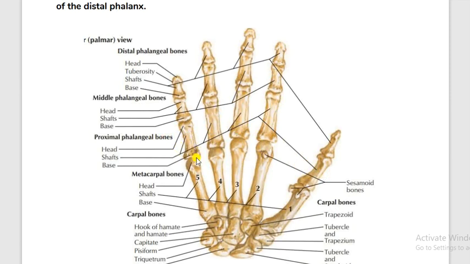So these are the proximal phalangeal bones, or proximal phalanges. They have a base which articulates with the head of the metacarpal bones. They have the body or shafts, and they also have the heads, which articulate with the bases of the middle phalangeal bones. The head of the proximal phalanx of the thumb articulates with the base of the distal phalanx, unlike the others, where the head of the proximal is articulated with the base of the middle phalanges.